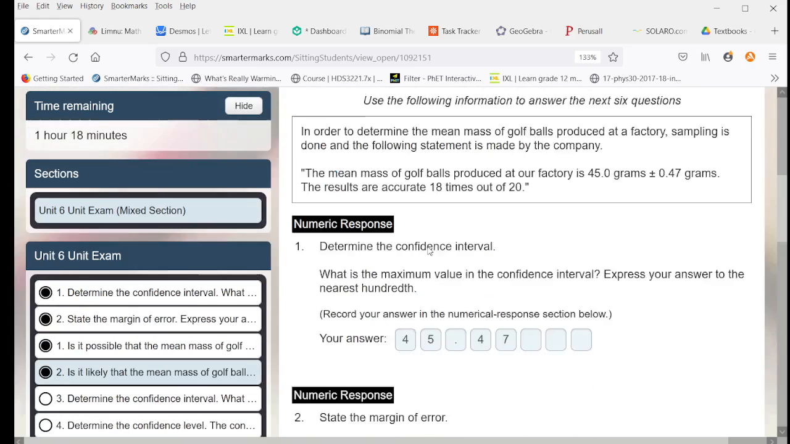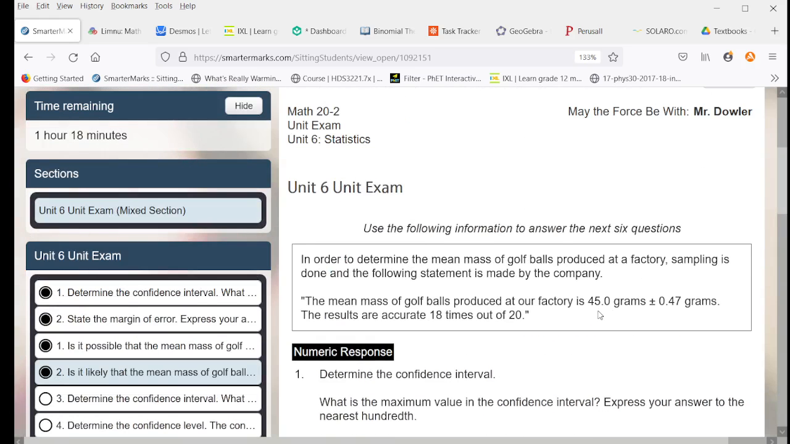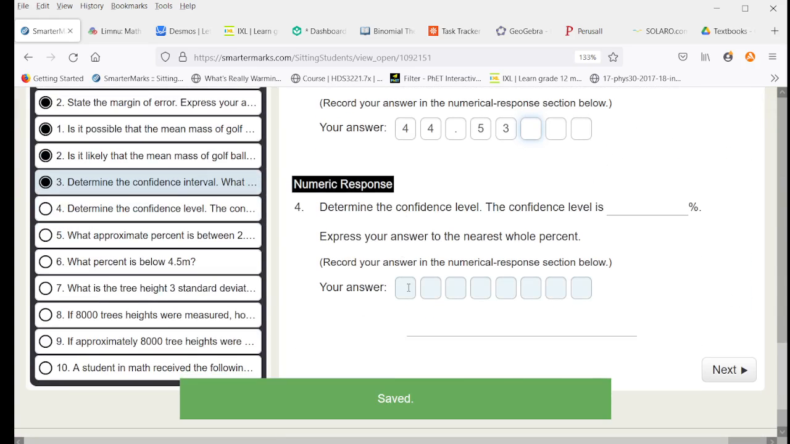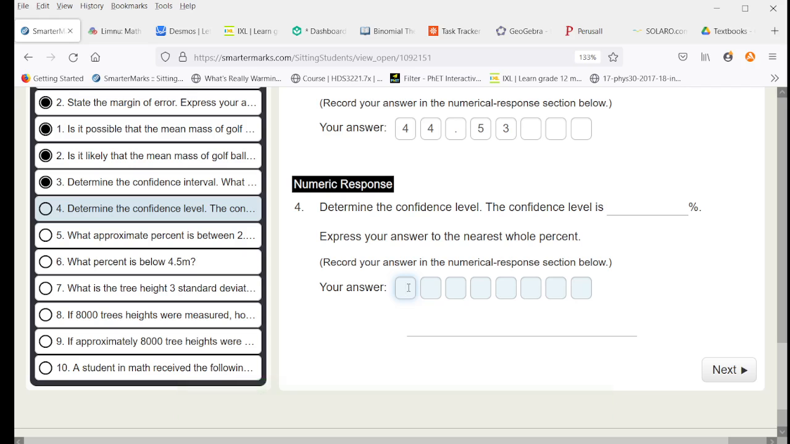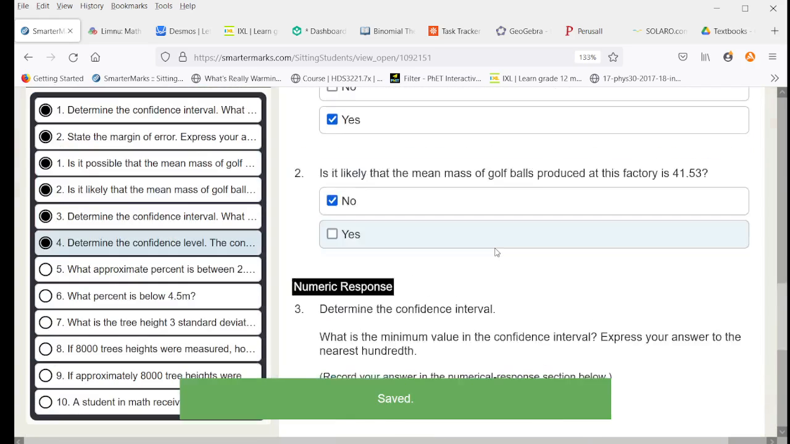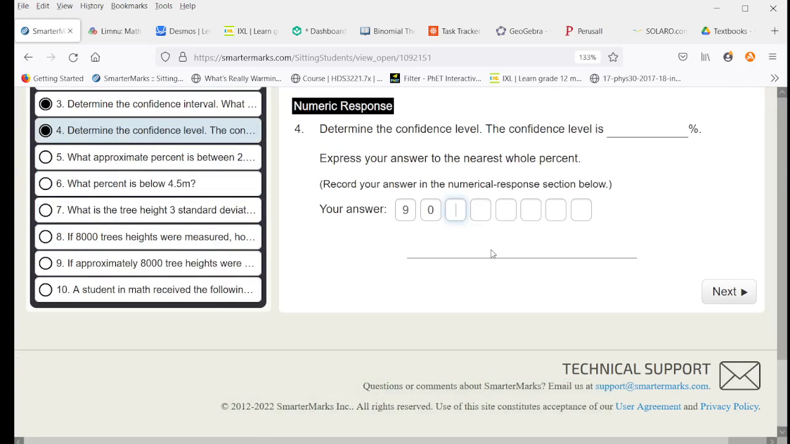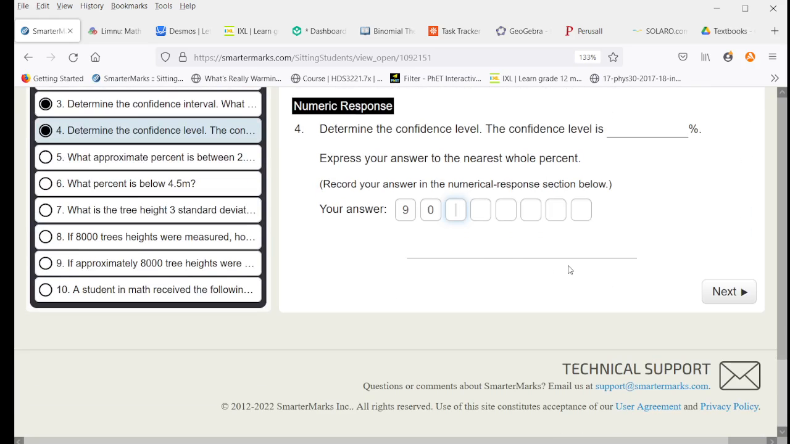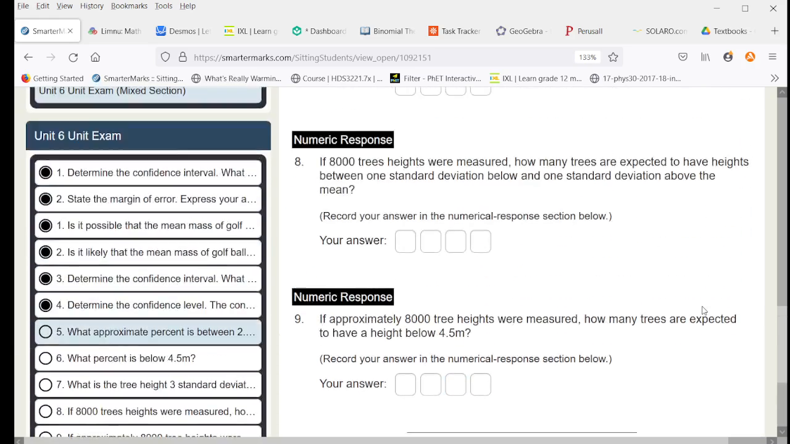So the minimum value of the confidence interval, yes, these are in a random order, is 45 minus 0.47. So that's 44.53. And the confidence level is 90, since that's our 18 times out of 20. All right, so that solves really the first half of our test.